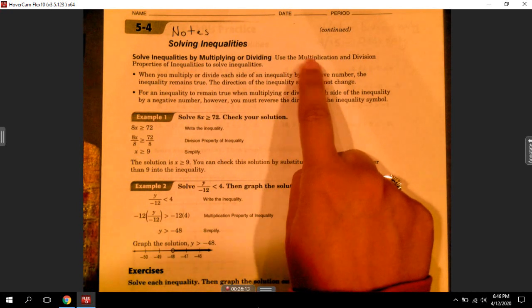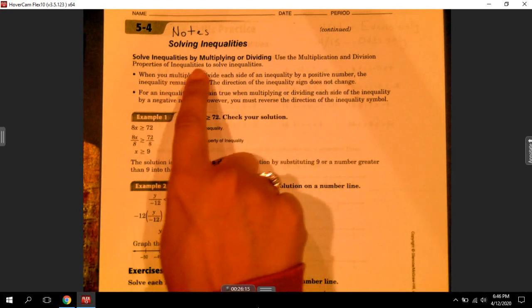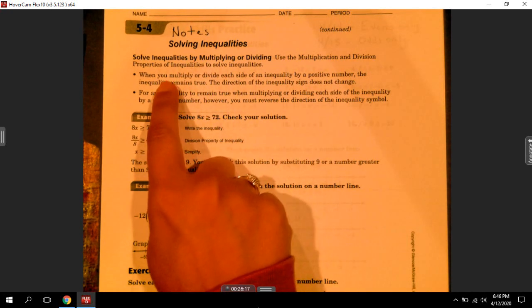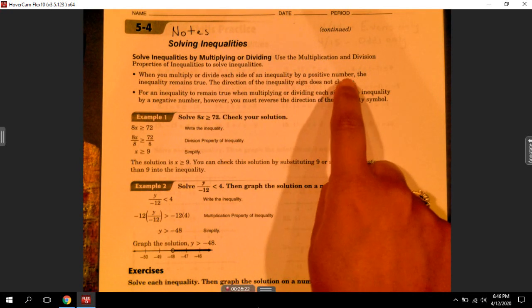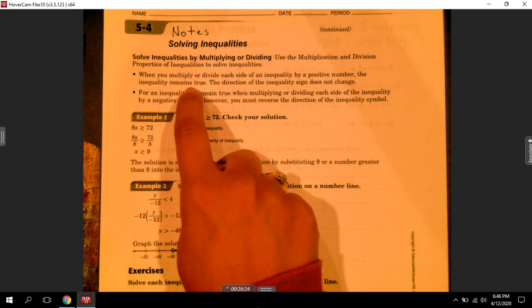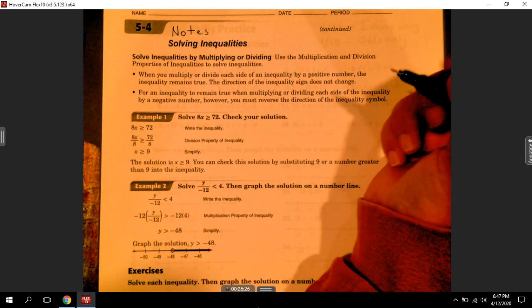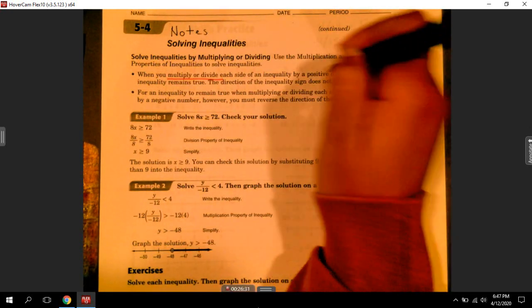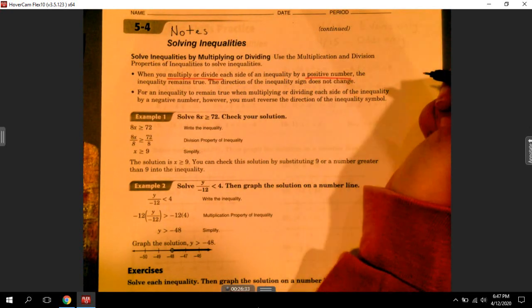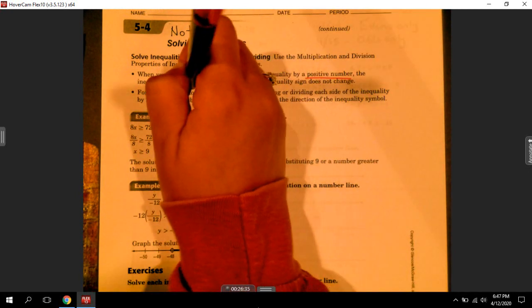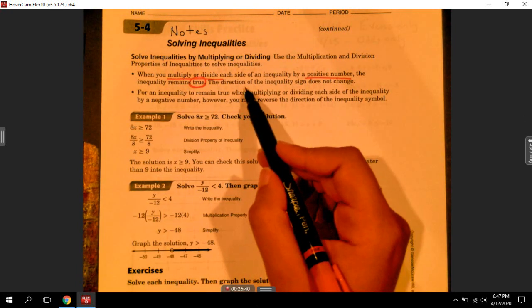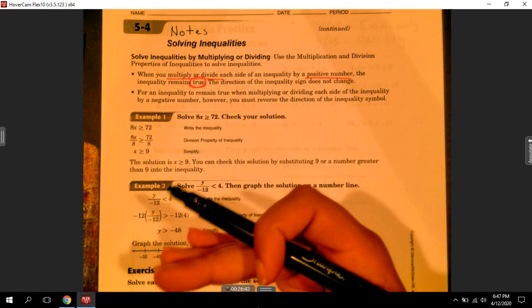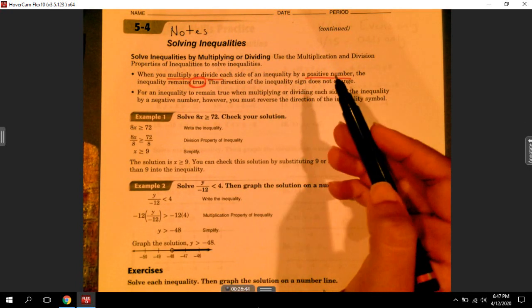So this is solving inequalities by multiplying or dividing. So that first page was adding or subtracting. Here we're just multiplying or dividing, okay? So we're still using the multiplication and division properties of inequalities to solve them. It says when you multiply or divide each side of an inequality by a positive number, the inequality remains true. So I want y'all to underline that. This is important. When you multiply or divide by a positive number, the inequality remains true. Which means, just like on the first page, your inequality sign does not change.